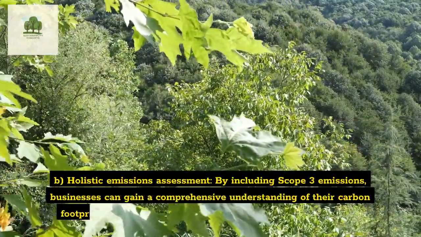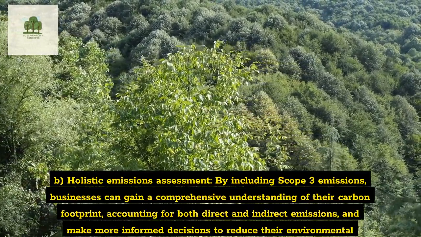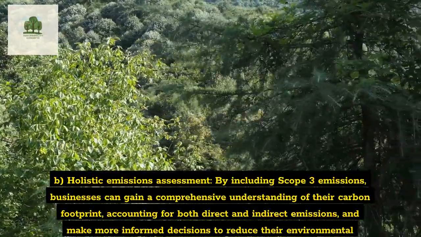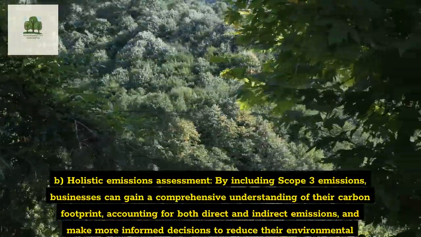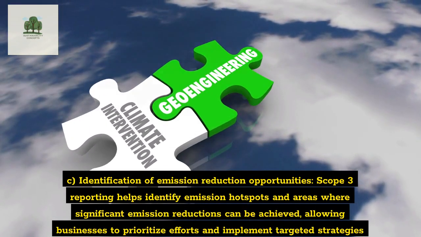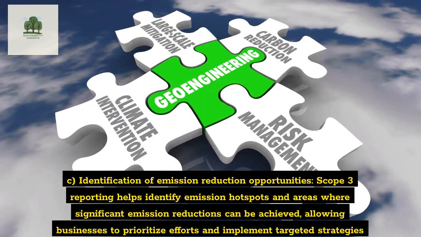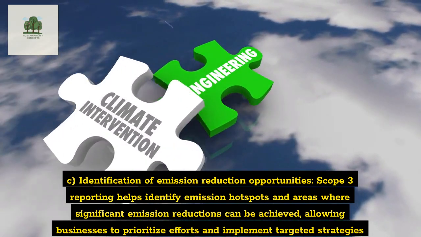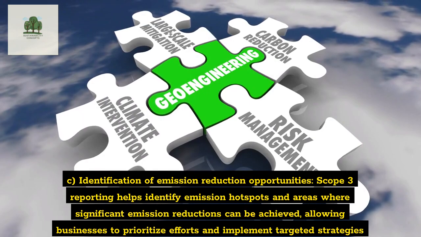B. Holistic emissions assessment. By including Scope 3 emissions, businesses can gain a comprehensive understanding of their carbon footprint, accounting for both direct and indirect emissions, and make more informed decisions to reduce their environmental impact. C. Identification of emission reduction opportunities. Scope 3 reporting helps identify emission hotspots and areas where significant emission reductions can be achieved, allowing businesses to prioritize efforts and implement targeted strategies for a more sustainable value chain.